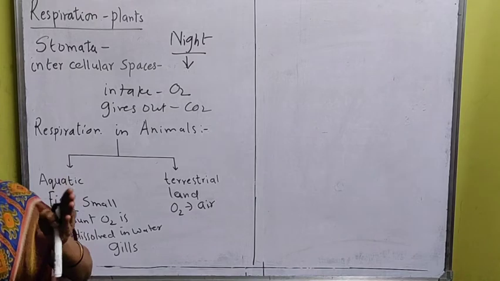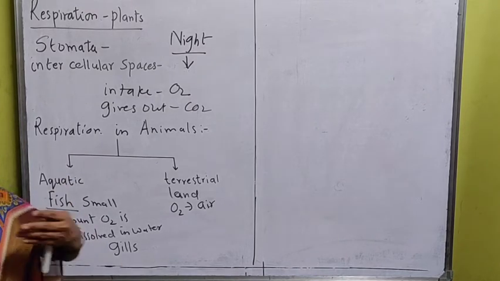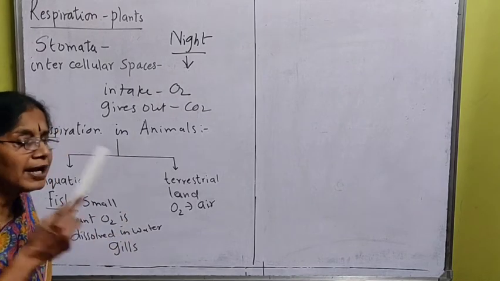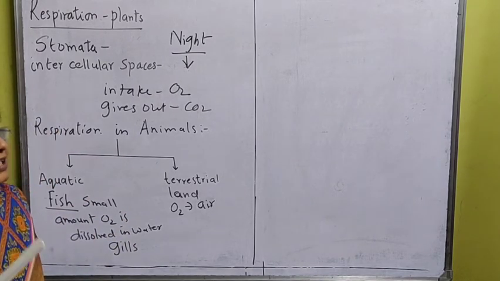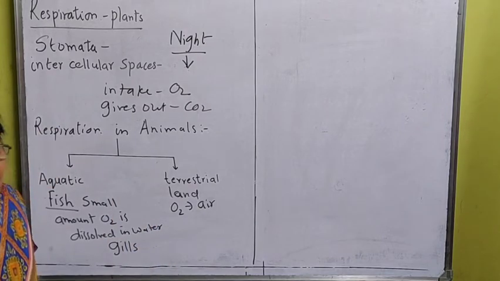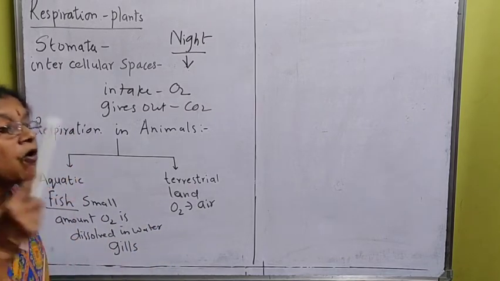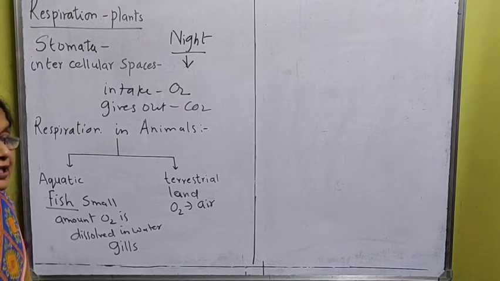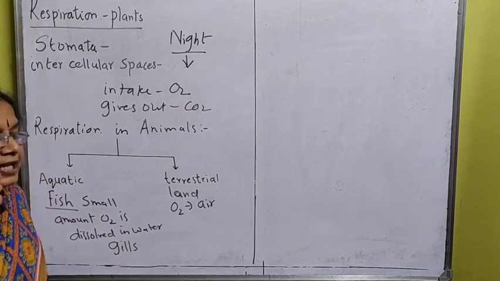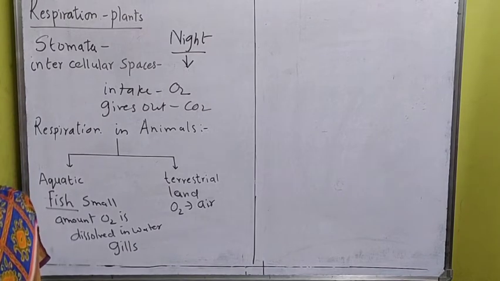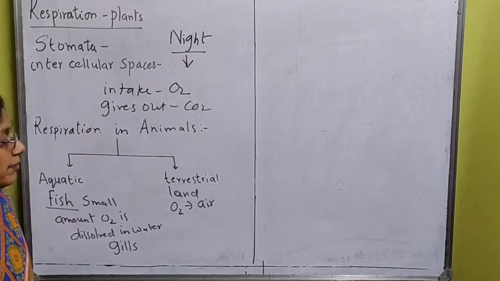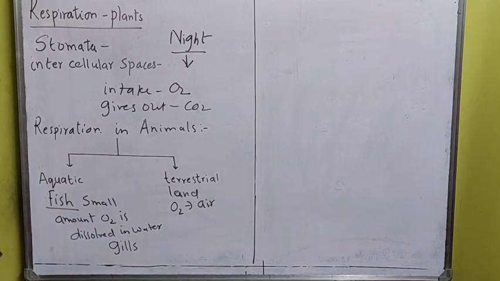Terrestrial animals are the ones which stay on land. We are all terrestrial animals, staying on the land. They also require oxygen, but they are able to take the free oxygen from the air or atmosphere. For that they have an organ system, that is the respiratory system. So oxygen is taken in and carbon dioxide is given out. Next we will see what the respiratory system in terrestrial animals is.